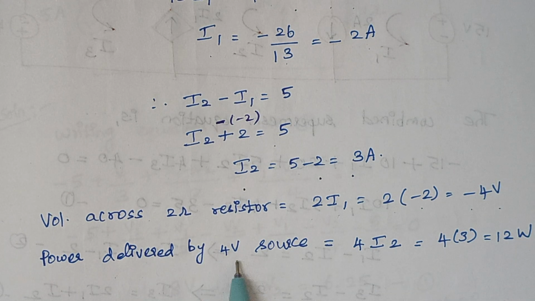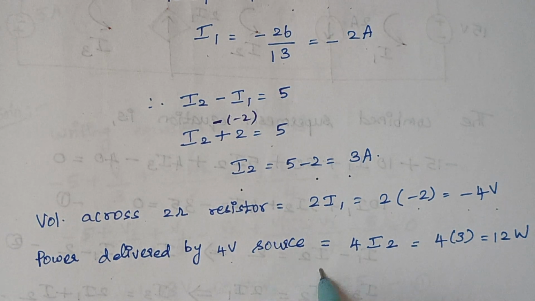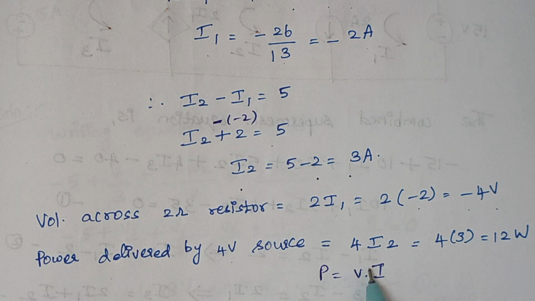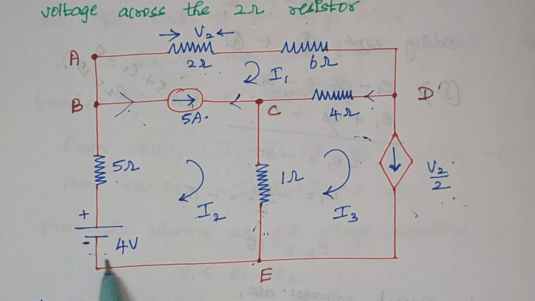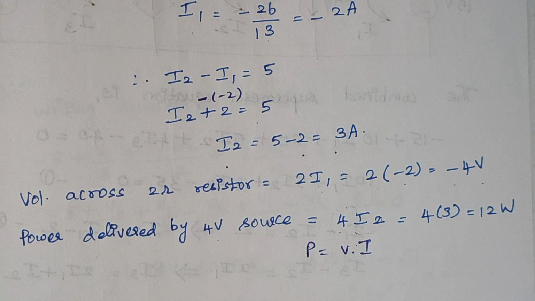And power delivered by the 4 voltage source. So power delivered is given by P equals V into I. So here voltage value is 4, and what is the current that flows through this 4 voltage source? Again you see, the current that flows through this 4 voltage source is I2. Therefore power is given by 4 into I2. So 4 into 3, which is equal to 12 watts.